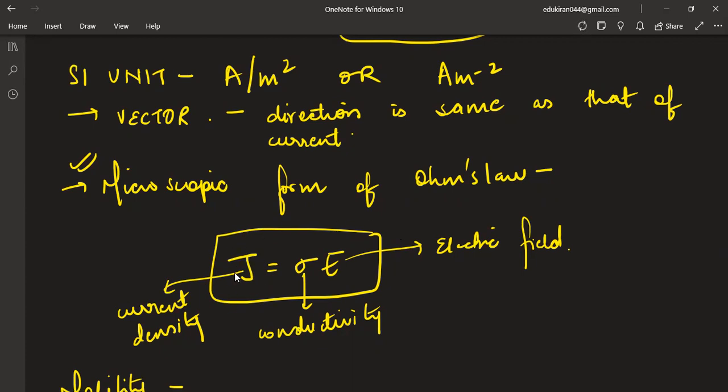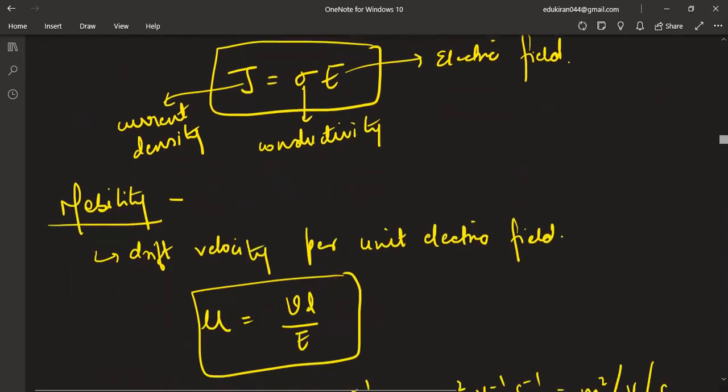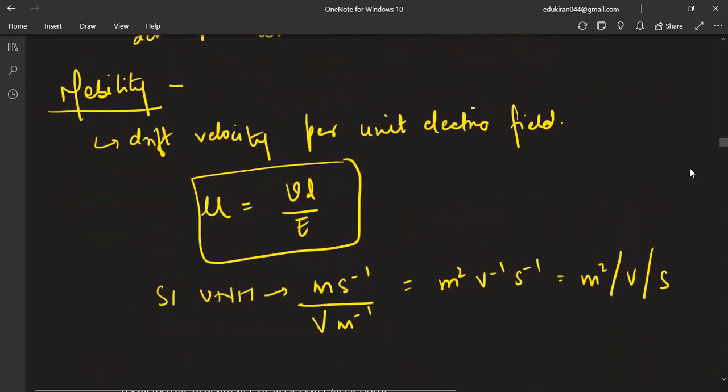Current density is current per unit area. Conductivity is 1 by resistivity. Electric field is kq by r square. Last, you have mobility. Mobility is drift velocity per unit electric field. So mobility is the ratio of drift velocity and electric field.